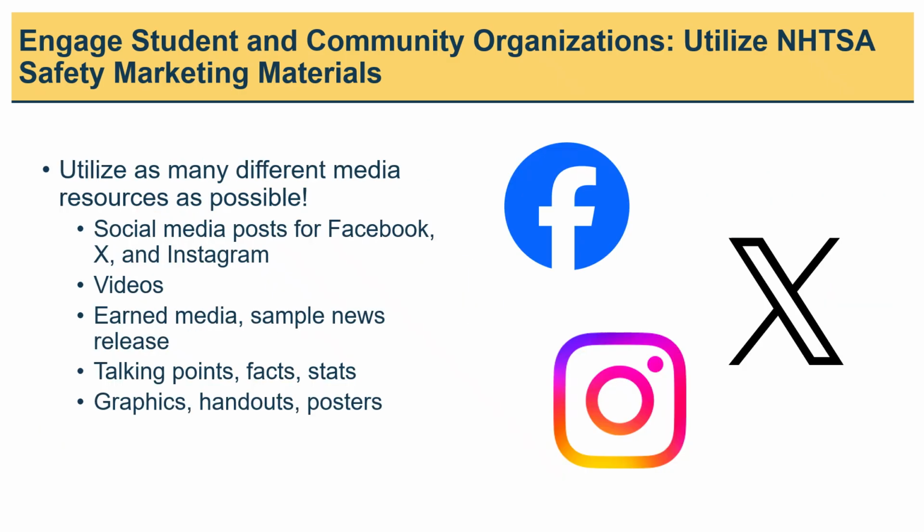Consider creative ways of distributing materials through the media, such as creating social media posts on platforms such as Facebook, X, and Instagram, or having a local student group take the lead on posting, sharing the NHTSA videos, using the earned media and news release information for radio or news stations, taking advantage of the talking points, facts, and stats data sheets, and printing out the graphics, handouts, and posters that are available to download from the campaign webpage and sharing them throughout the community, businesses, and other creative spaces.